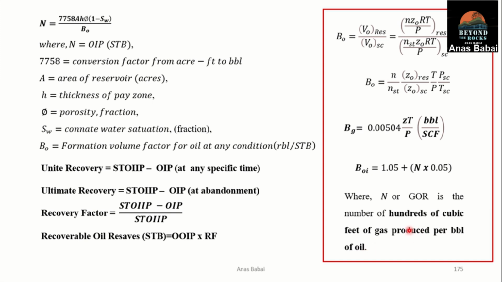So how many hundreds of cubic feet of gas will be produced with every barrel of oil. So if we have, for example, 1,000 cubic feet of gas per barrel of oil, N in this case is equal to 10, because we will divide 1,000 by 100, we will get 10, and then we substitute 10 here, and so on.